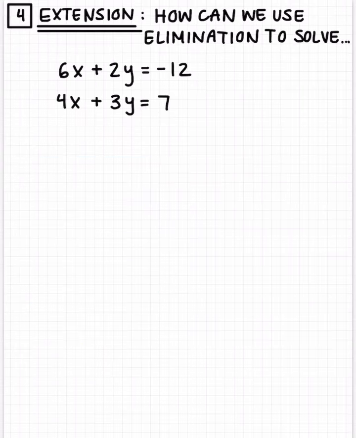Now let's take a look at the extension problem. Before, we only had to multiply one equation by a value to cancel out the x or y term. Here requires more steps. How can we change our equations to cancel out one of our variables? Be ready to discuss this in class, and I'll see you tomorrow.